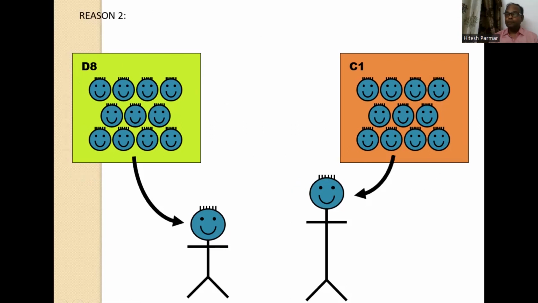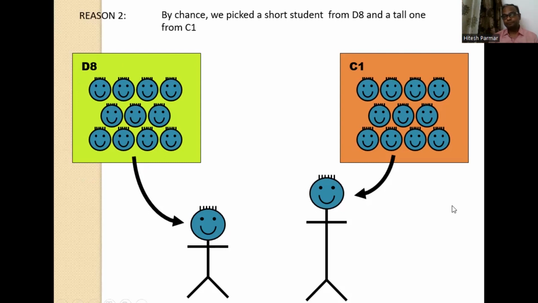Reason number two can be by chance. By chance, we picked up a shorter student from D8 and a taller one from C1. Otherwise, age groups are the same. But as we are picking up randomly, by chance we picked up a taller one from the C1 and a shorter one from the D8 group.